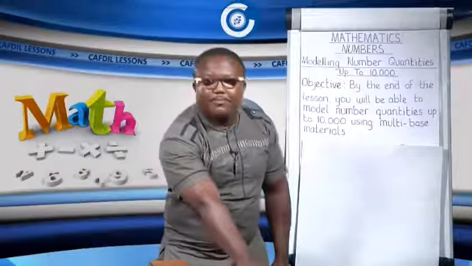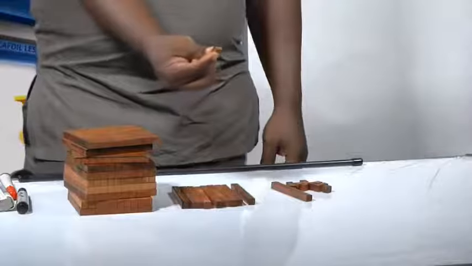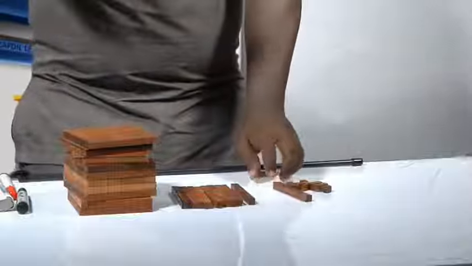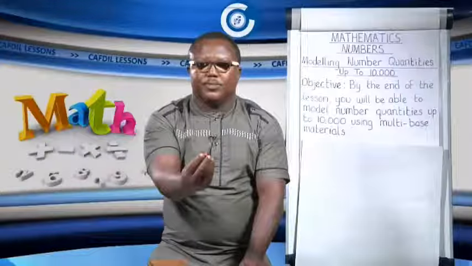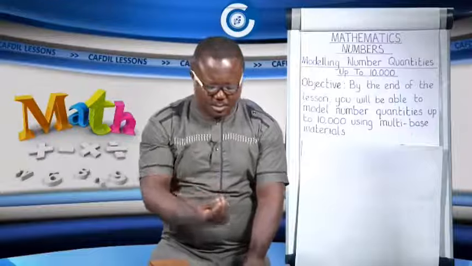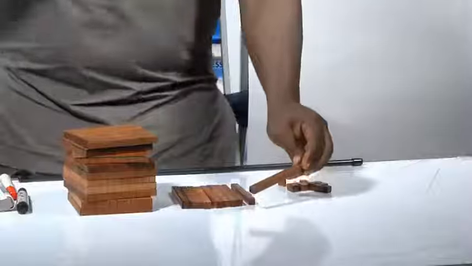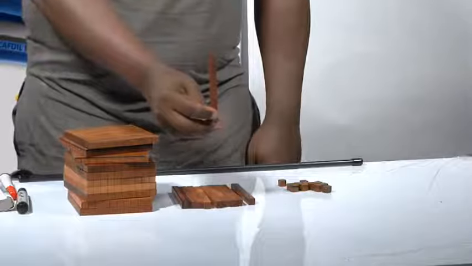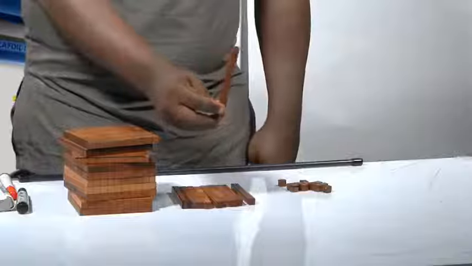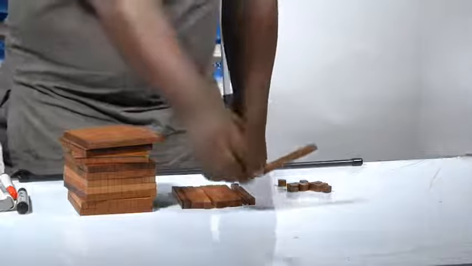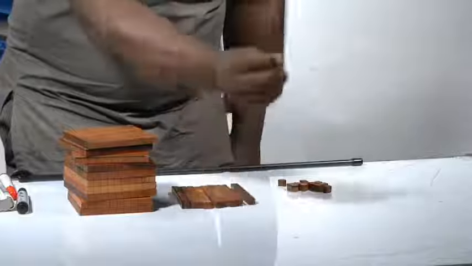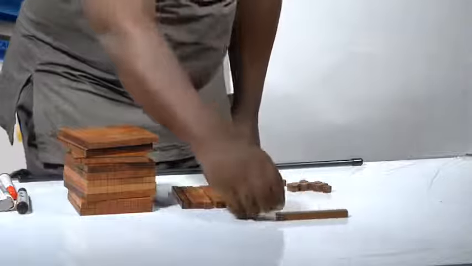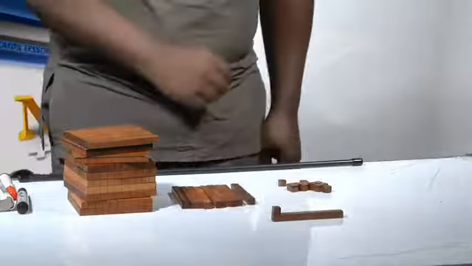Now let me pick this cube. I want you to tell me how many of these cubes will be equal to this long. Let us try and see the number of cubes that will be equal to this long. So I'm going to place it on it. Now I've placed one there.